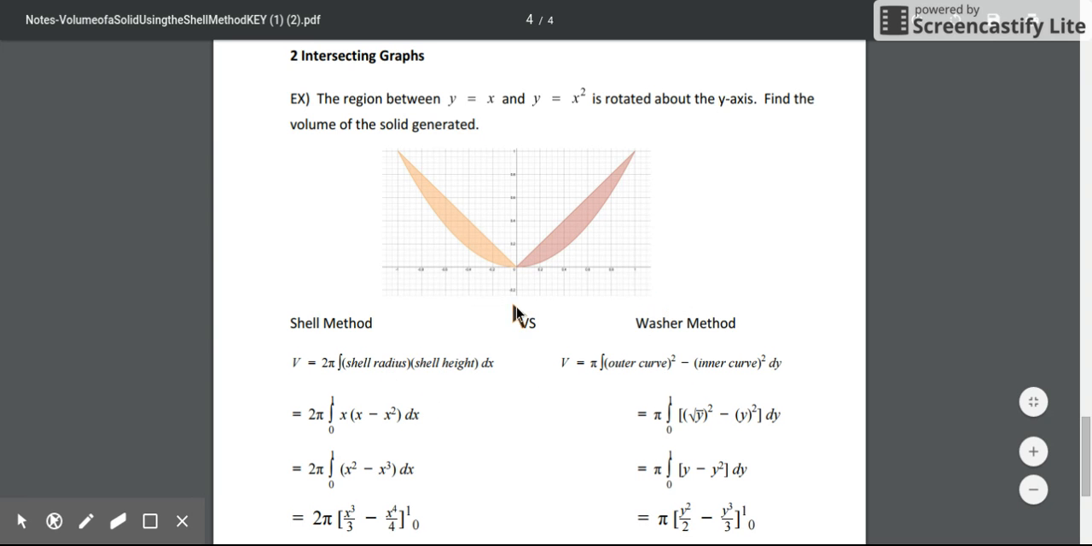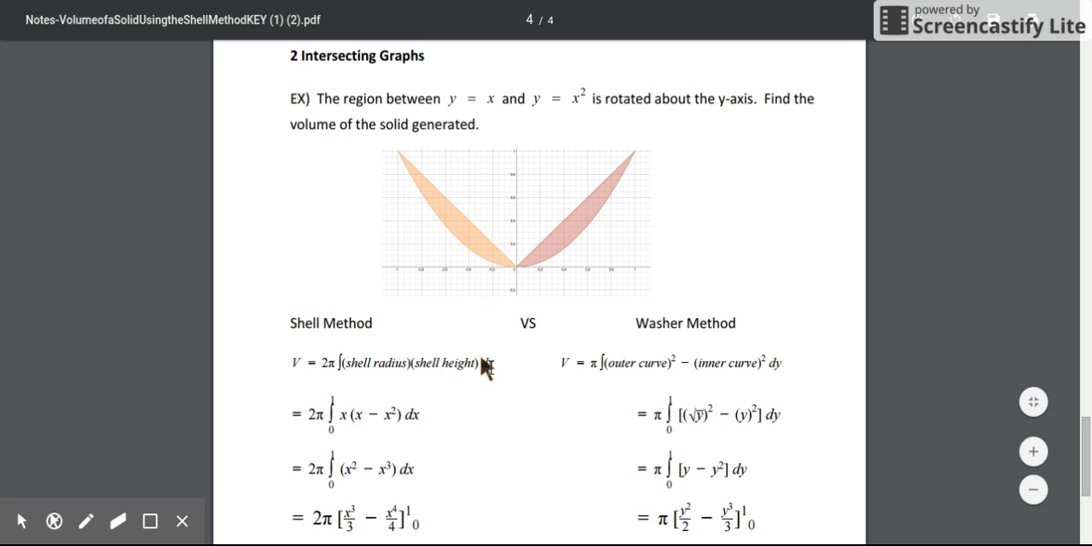All right, so the shell radius. The shell radius is determined by the x value that we're using. So if our shell is this wide, well, that would be the x value would be our radius, or that distance right there. Whereas if our shell was this wide, well, then the radius of that shell would be this x value. So the shell radius is our x value. So I'm going to substitute x right there.